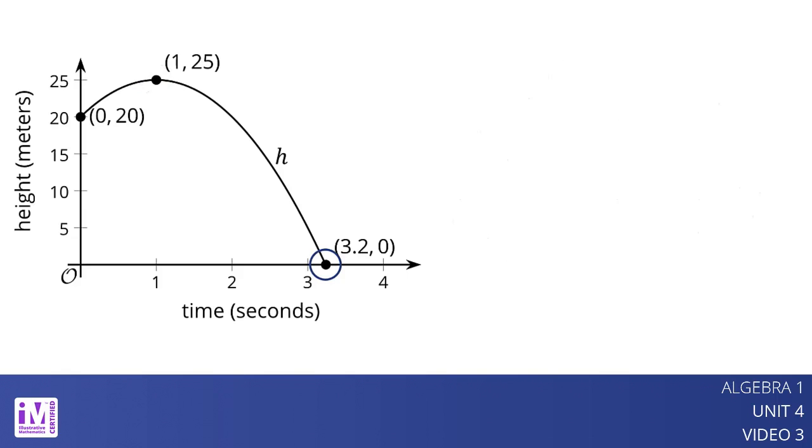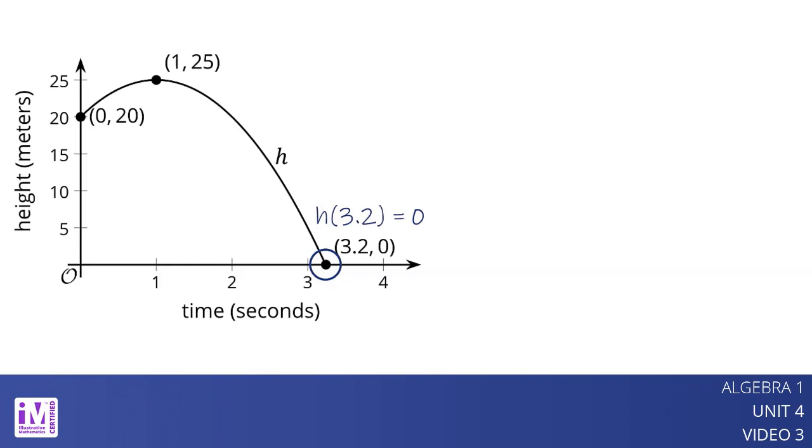The point (3.2, 0) is a horizontal intercept of the graph, a point where the graph intersects the horizontal axis. This point tells us that the ball hits the ground 3.2 seconds after being tossed up. So the height of the ball is 0 when t is 3.2, which we can write as h(3.2) = 0.